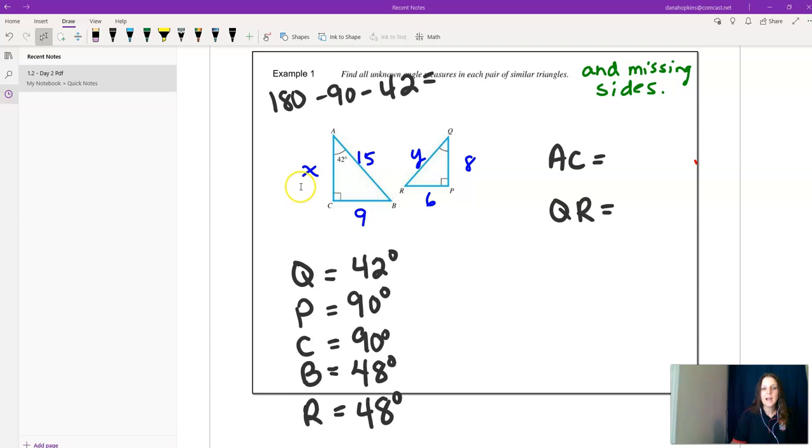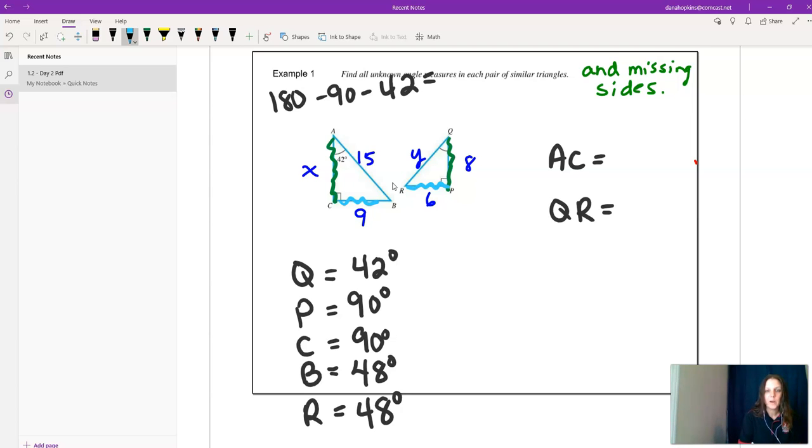To find the missing sides, you're going to set up a proportion. You've got to find the corresponding sides, the ones that are sitting in the same position. So if I say that AC, this angle up here and the right angle down there, would match up with this side, and I know this side matches with this one, then I could go ahead and set up a proportion.